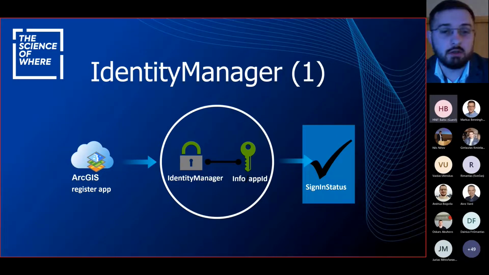IdentityManager needs to be configured to use ArcGIS Identity, and to configure it, you have to register your application with ArcGIS Online or Portal for ArcGIS. The registration process provides you with an App ID, which enables the portal to trust your application and allows your users to sign in.